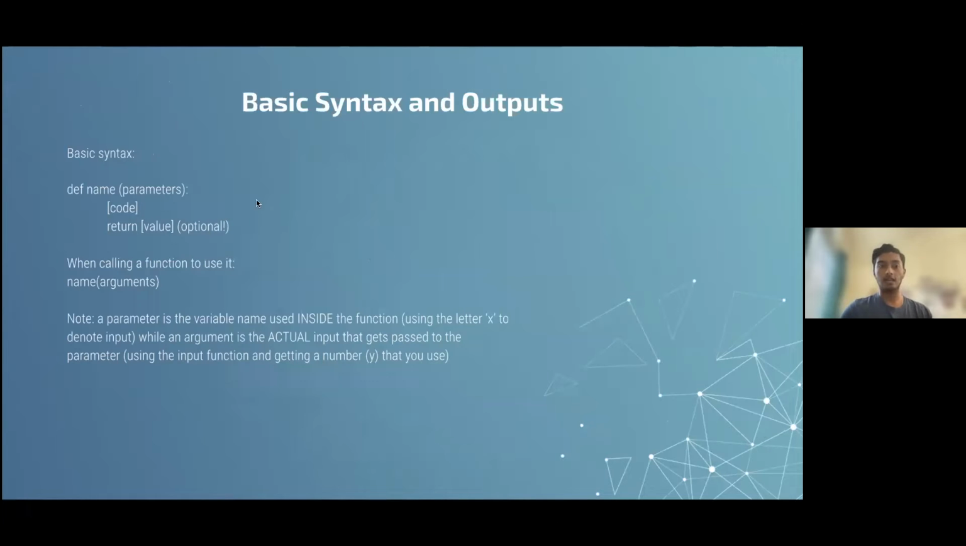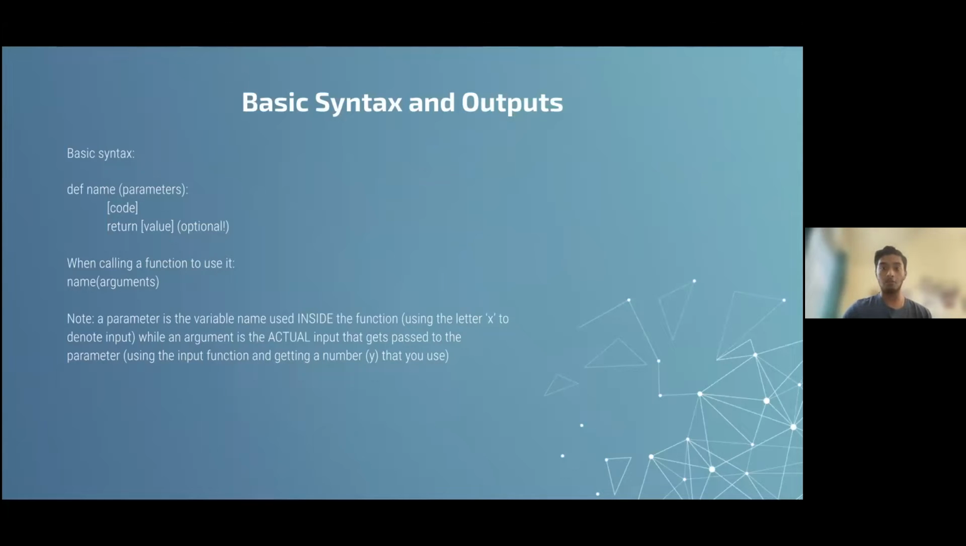The basic syntax of functions. You first define the name of a function, pass in any parameters which you might want to include, then you do the action, which is the actual code, and finally you return a value, but you don't necessarily have to. That's optional. When you call a function, you call it by its name and whatever arguments you have. That goes in the parameter section. Remember that a parameter is the variable name used inside the function, like using the letter X to denote the input, while an argument is the actual input that gets passed to the parameter, like using the input function and getting a number Y that you use.